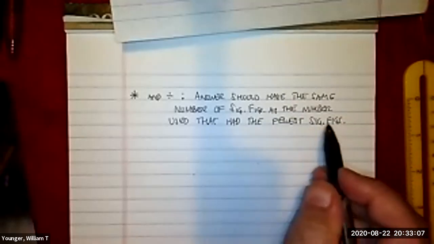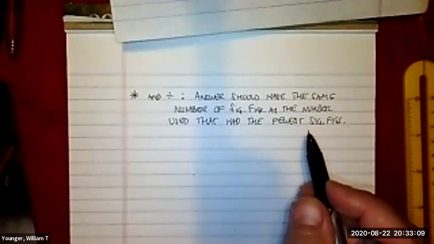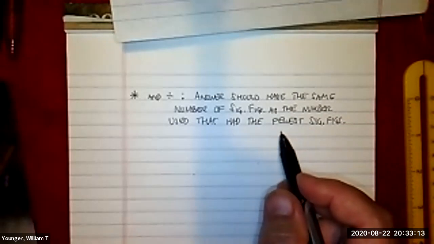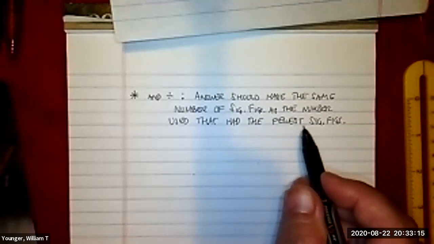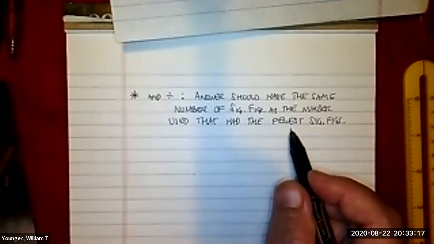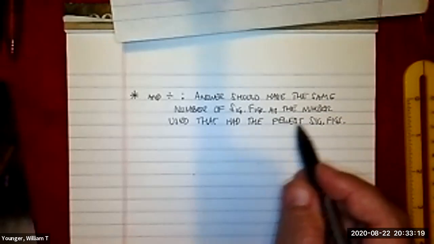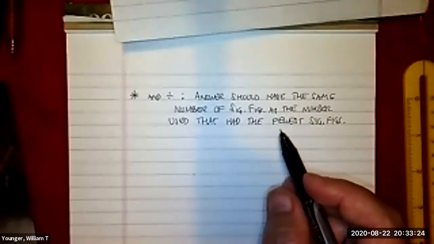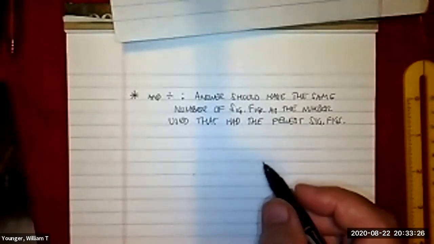So if you're dividing one number by another and the numerator has, say, 15 sig figs and the denominator has 3, you're going to have to round the answer to 3 sig figs. Similarly, if you multiply two numbers, one has 34 sig figs and the other one has 2, then you're going to have to round your answer to 2 sig figs.